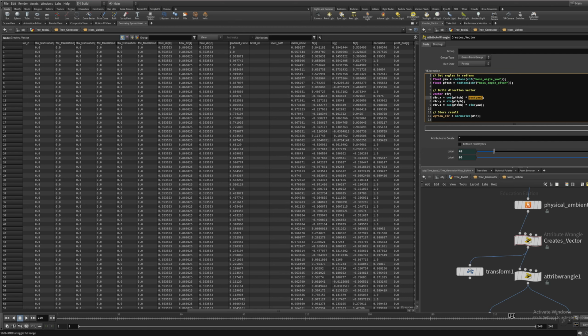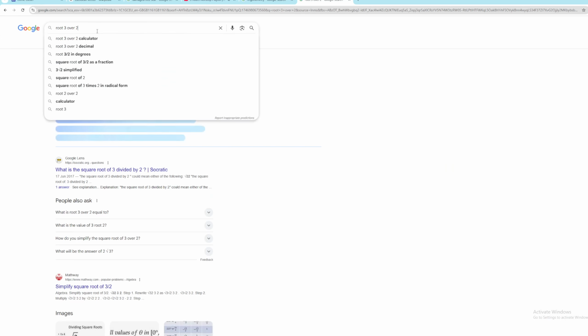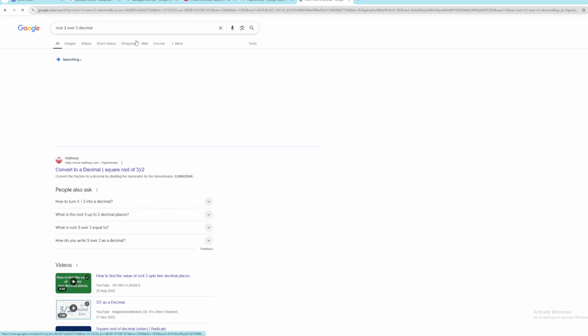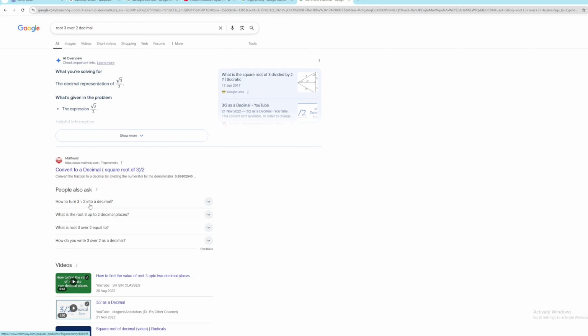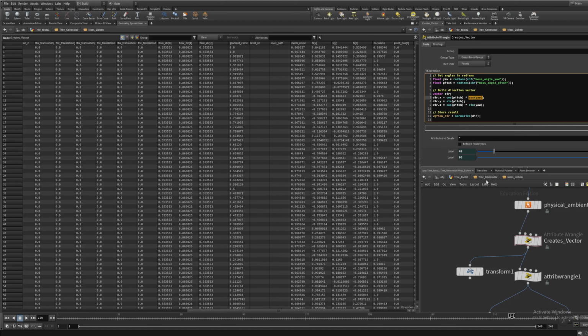And then direction y, that's just sine pitch. So that is sine 60. I presume this is root 3 over 2. Let's quickly look that up. See, I've been doing my research. Root 3 over 2 as a decimal is 0.866. Yeah, there you go. So we calculated it right.